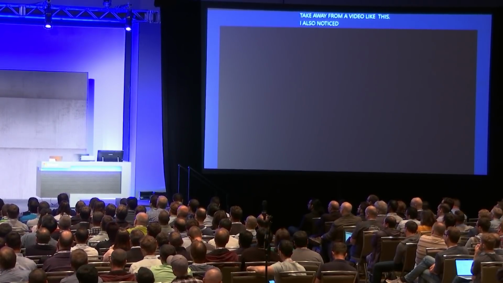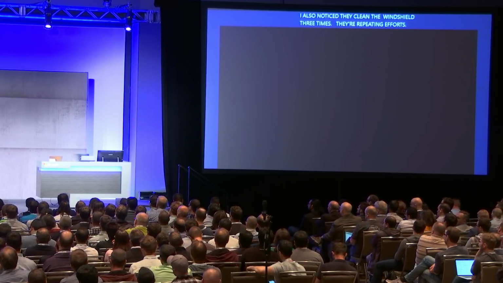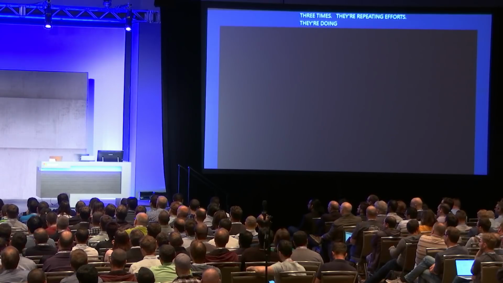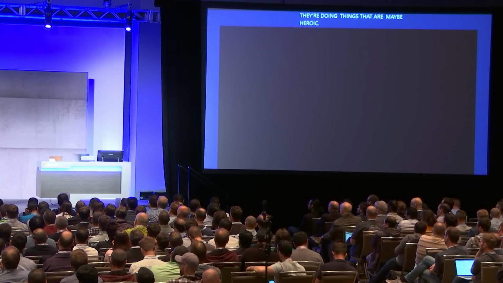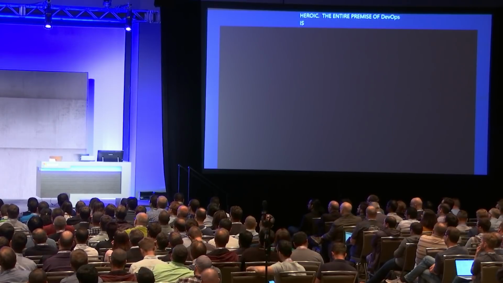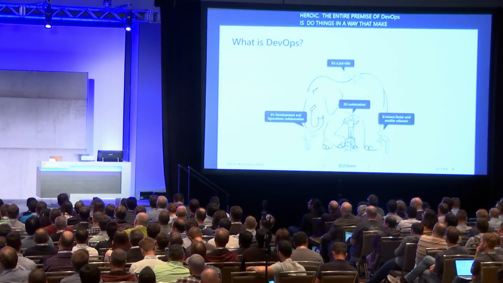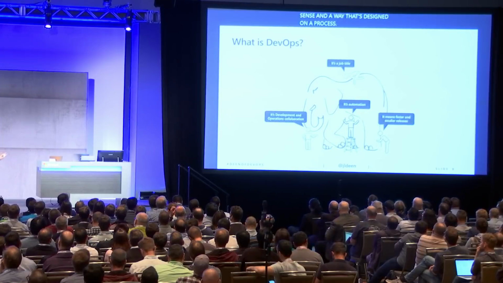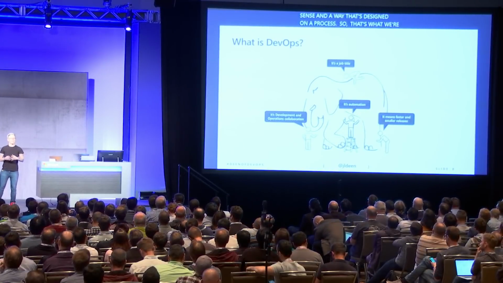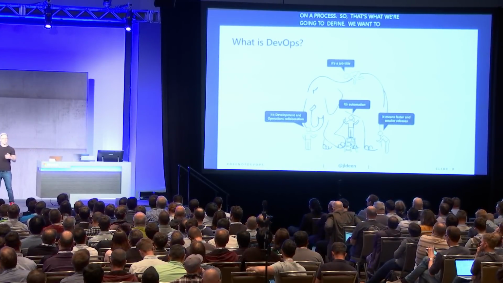They're doing things that are maybe heroic, having one person go around and change 4 tires. The entire premise of DevOps is to remove the heroic things that we do and do things in a way that makes sense and a way that's designed on a process. So that's what we're going to define. We want to make sure that we understand what DevOps is before I take anyone from zero to DevOps superhero.